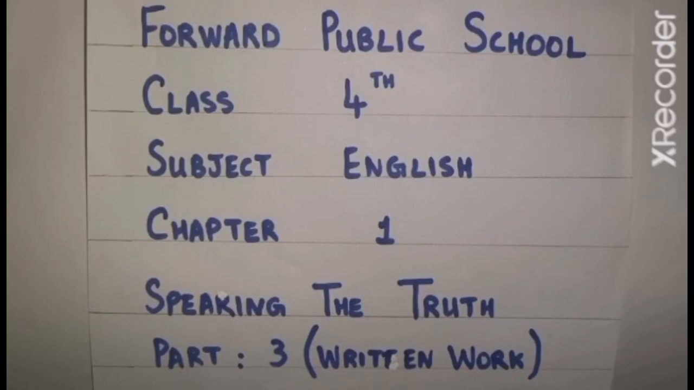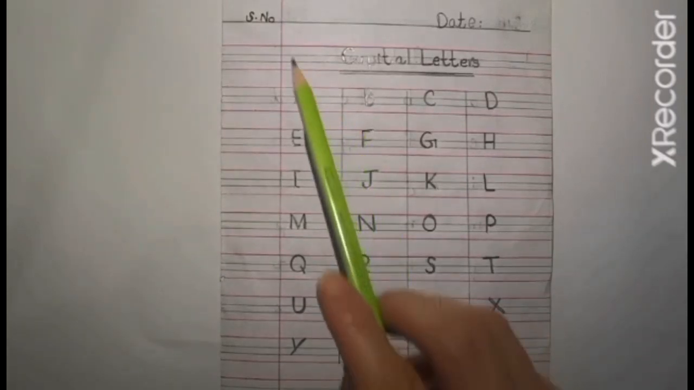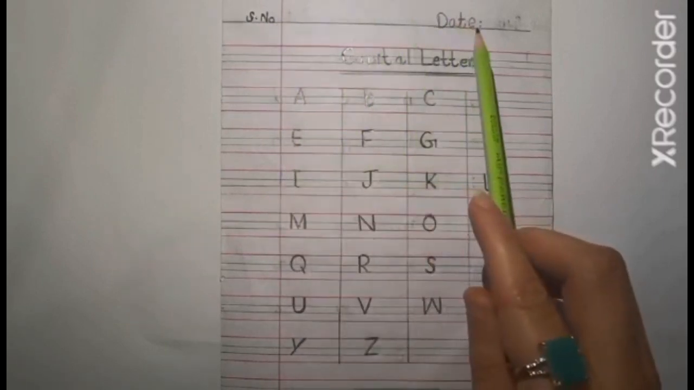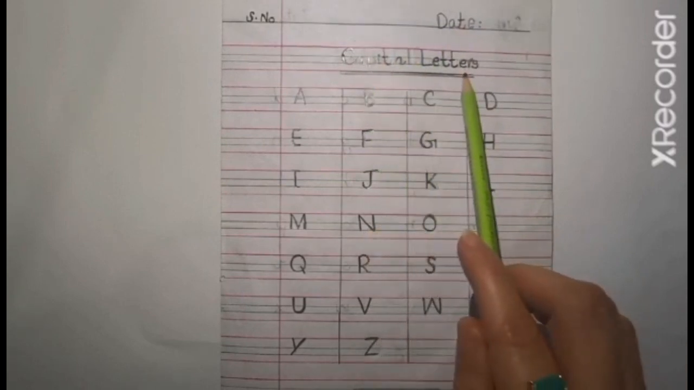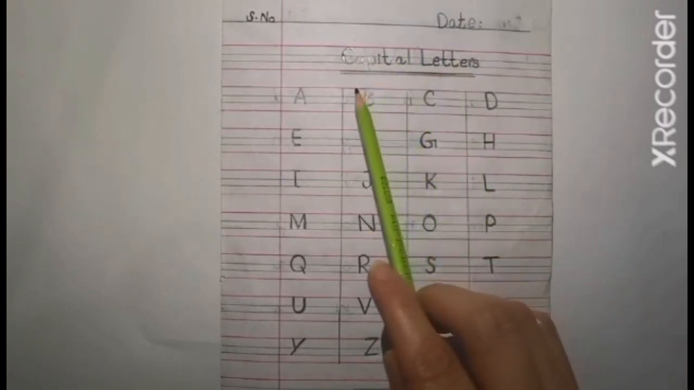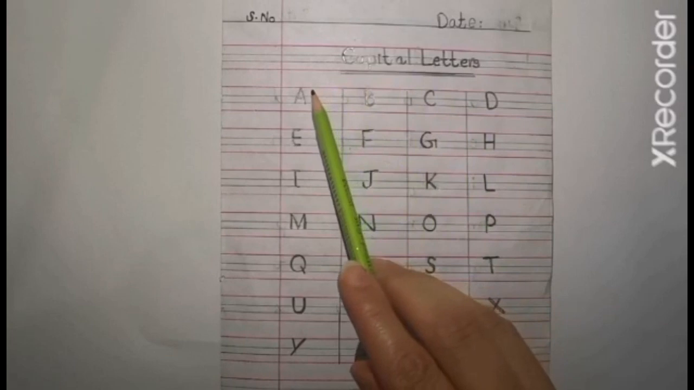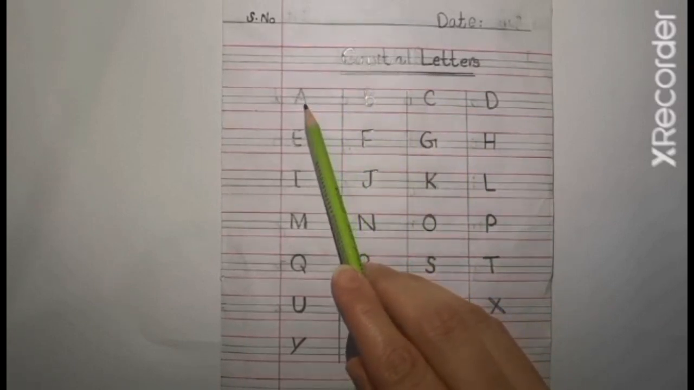Subject English, chapter 1, Speaking the Truth, and we are going to start part 3, which is written work, and you will have to do it on your notebooks. Now students, open your notebooks. Write the serial number on your left hand side, then date, then give the heading of capital letters and draw these 3 lines on your notebooks, and write all the letters, letter A to Z, on your notebooks.